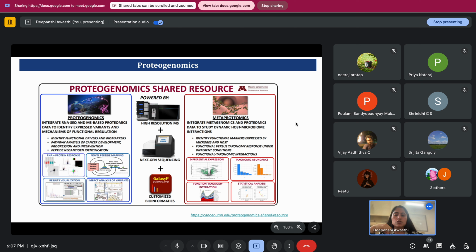These are some of the resources, and with the help of proteogenomics you can also go for metaproteomics. So not just the single genome, you can also look into the genomes of microbes which are present inside us along with our human genome. In that way you can study host microbiome interactions. Different applications of proteogenomics can be studied, and there are multiple resources through which you can go through this information.